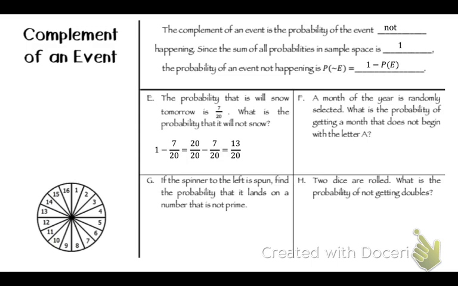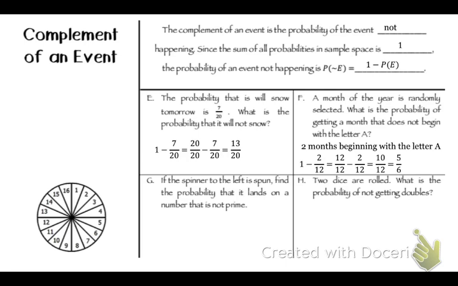Okay. A month of a year is randomly selected. What is the probability of getting a month that does not begin with the letter A? Well, there's only 2 that begin with the letter A, August and April. So that would be 1 minus 2/12, which is 10/12, which is 5/6.